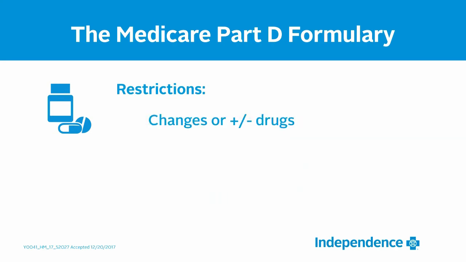If your health plan makes any changes to the formulary or adds restrictions or limitations to drugs, they must notify anyone who is affected at least 60 days prior to the effective date of the change or at the time the beneficiary requests a refill of the drug.